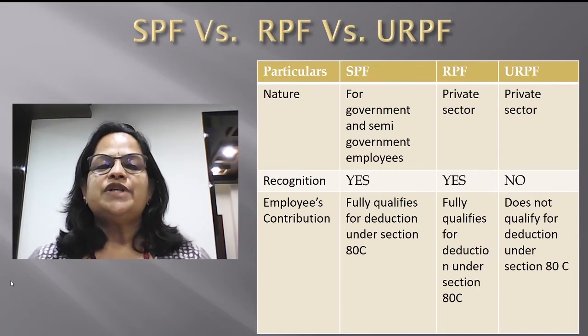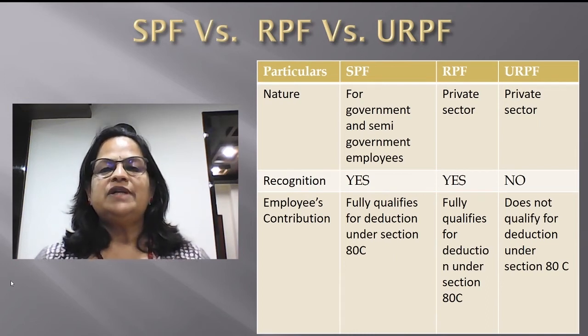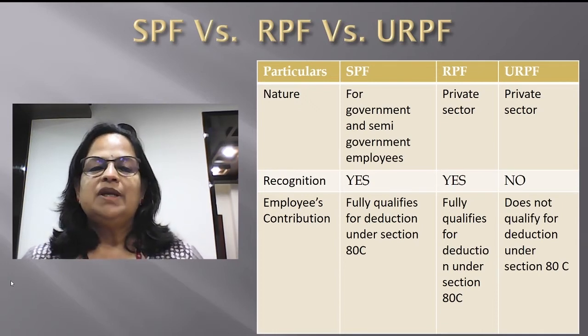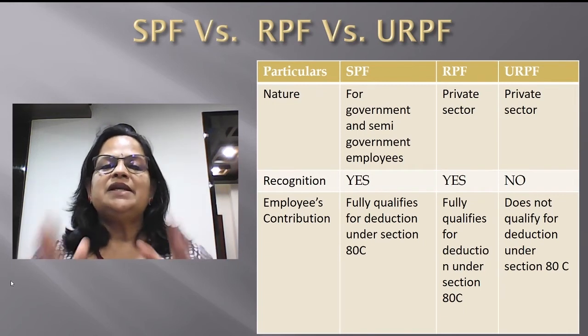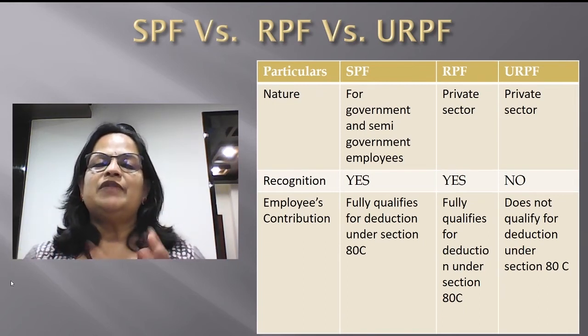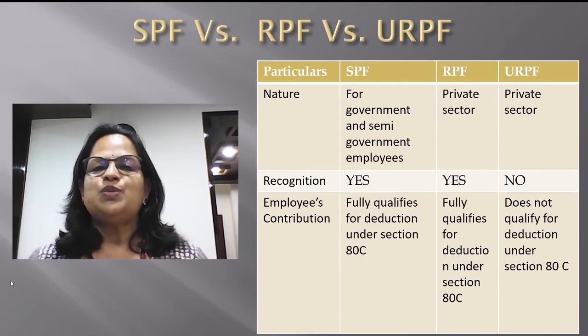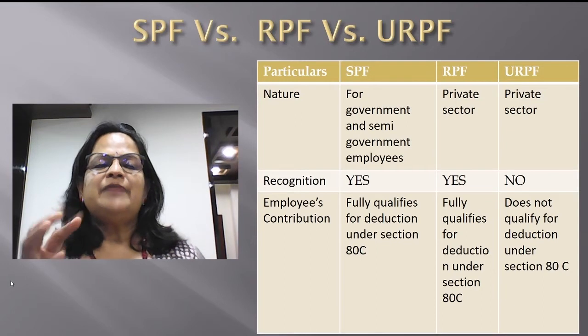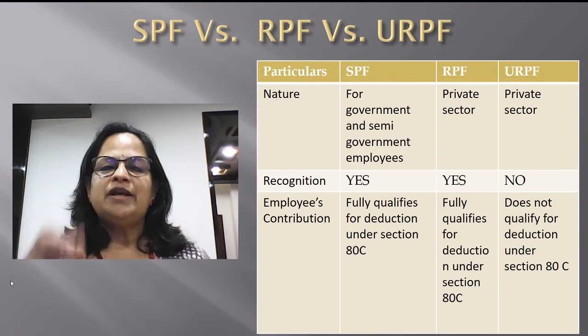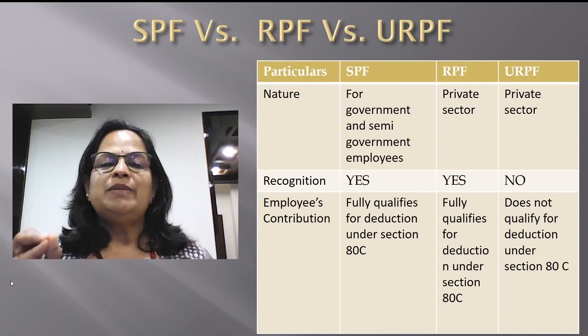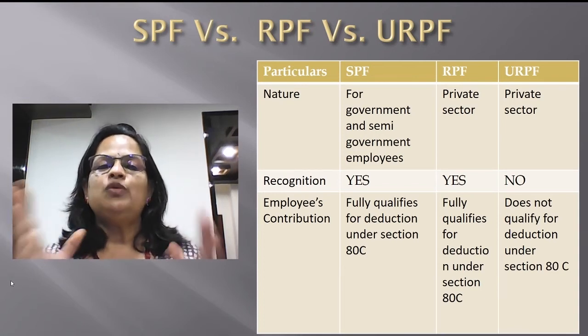See, there are four types of Provident Fund. One is statutory Provident Fund, one is recognized Provident Fund, one is unrecognized Provident Fund, and public Provident Fund. But in the table you can see that I have included only three Provident Funds: statutory Provident Fund, recognized Provident Fund, and unrecognized Provident Fund. Already I have explained a little bit about recognized and unrecognized Provident Fund. Here you have to remember that statutory Provident Fund is also included.